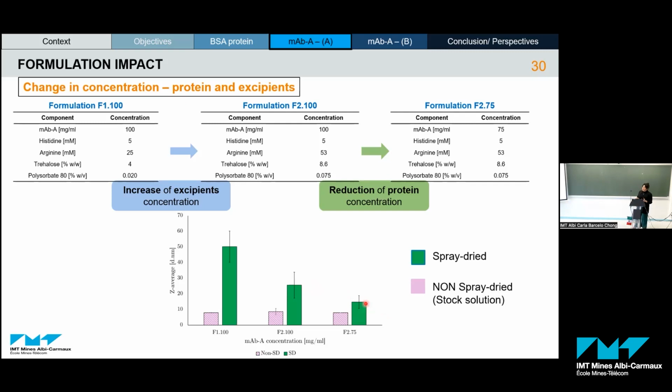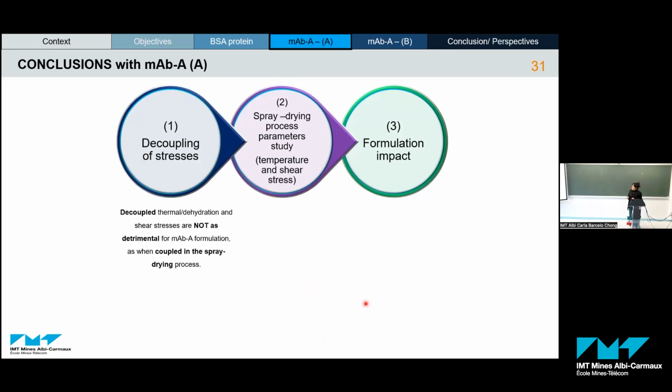Therefore, what we conclude in this part is that for a formulated monoclonal antibody, the decoupled stresses, shear stress and thermal dehydration, do not have a detrimental impact on the antibody when they are alone, but when coupled in the spray drying process, we can start observing aggregation phenomena.